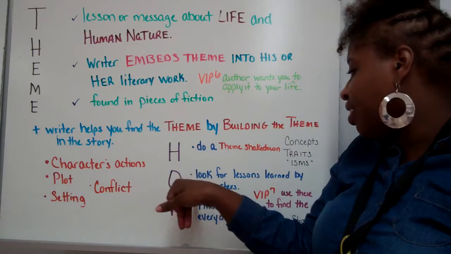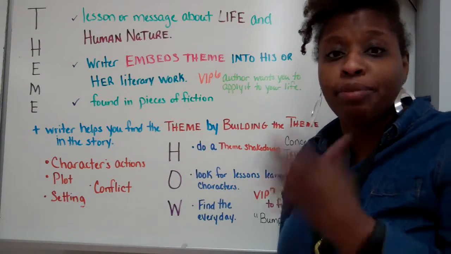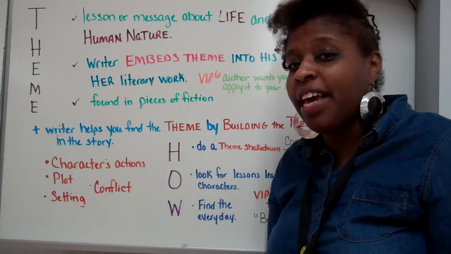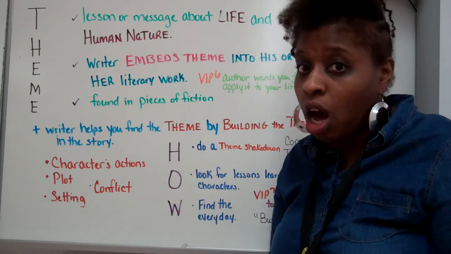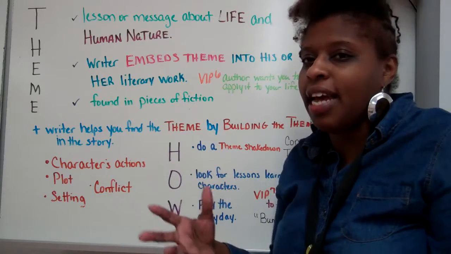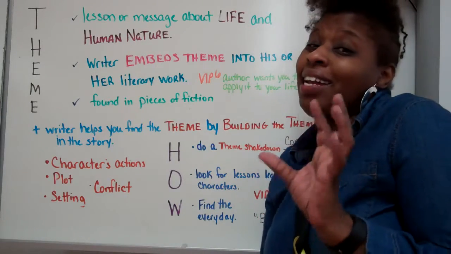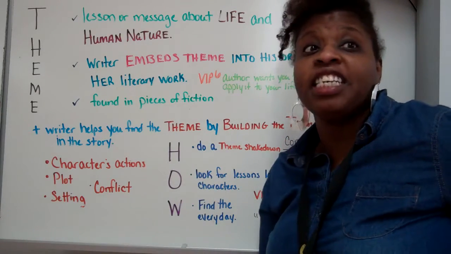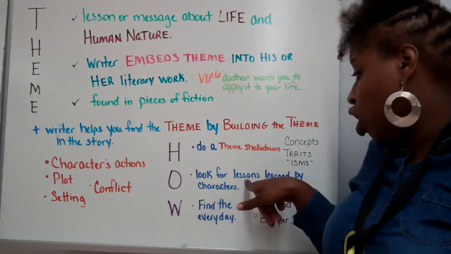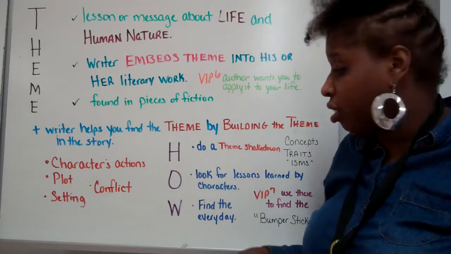Then we want to look for lessons learned by the main characters. Remember, there are different character types. You have the protagonist, which is the main character. You have the antagonist, which is who is fighting against the main character. And then you have static and dynamic characters. Now, the characters we want to focus on are our dynamic characters, the characters that change, the characters that learn. How do they learn? They learn by lessons and going through conflict.